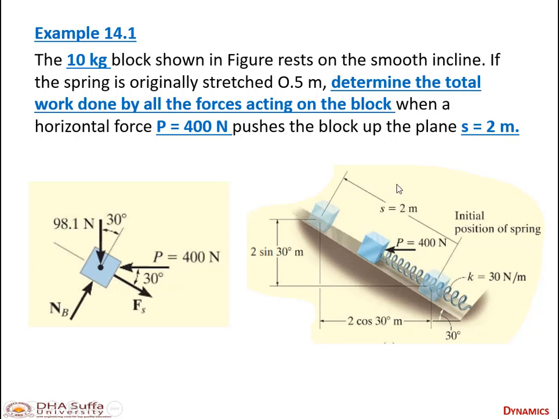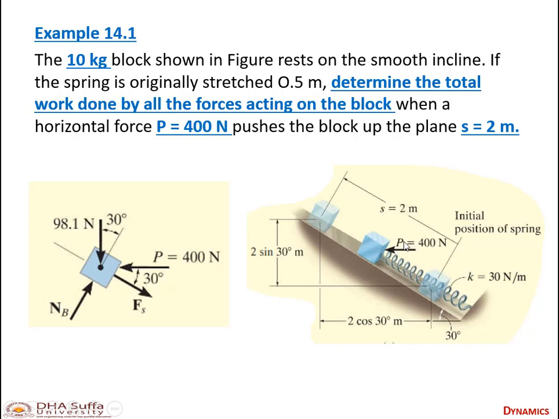Now first let's see all the forces acting on it. There's a plane making an angle of 30 degrees with the horizontal. We have a block of 10 kg attached to a spring. Initially the position of the block is at this point, which is 0.5 meters from this wall. The spring constant k is given as 30 newtons per meter.